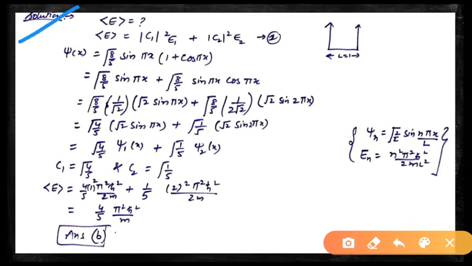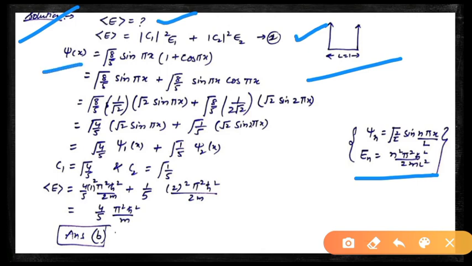So now let's see how to solve this problem. Here we have to find the expectation value of energy, that is equal to C1 square into E1 plus C2 square into E2. Here C1 and C2 are the constants of the first and second states respectively. Now we know the energy for this system, that is En equal to n square pi square h cut square upon 2 m L square. For E1 simply n is equal to 1 and for E2 n is equal to 2. So we can easily write the values of E1 and E2. That means we have to find the values of C1 and C2.